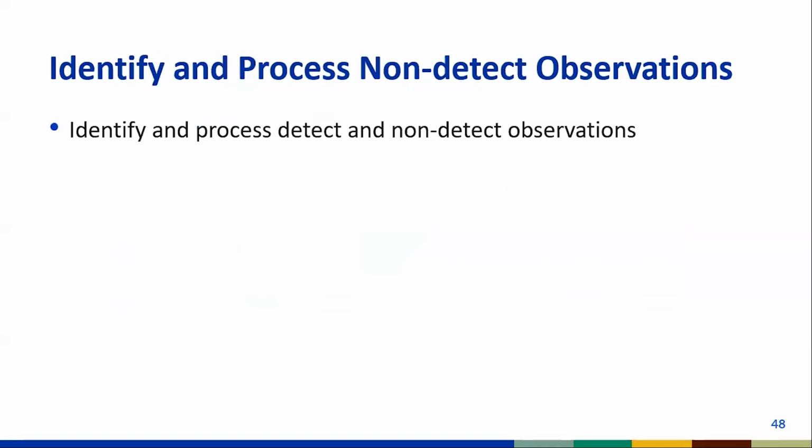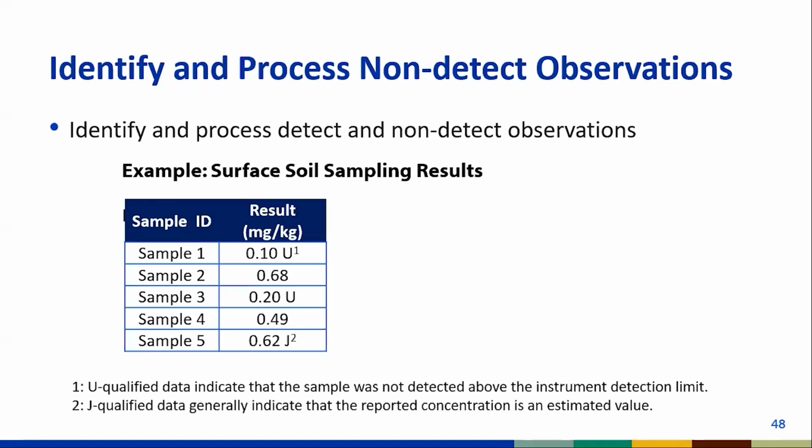Another step is to identify and process non-detect observations so that the tool you are using to calculate EPCs knows whether each result is a detected value or not. This step is crucial, as ATSDR has established preferred statistical methods for 95 UCL calculations based on the occurrence and frequency of non-detects. These methods are integrated in the EPC tool and detailed in the EPC guidance document. This slide presents an example for how to do this.